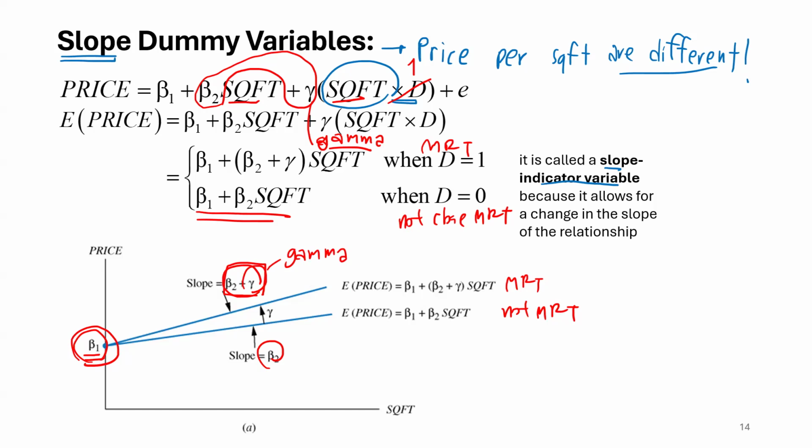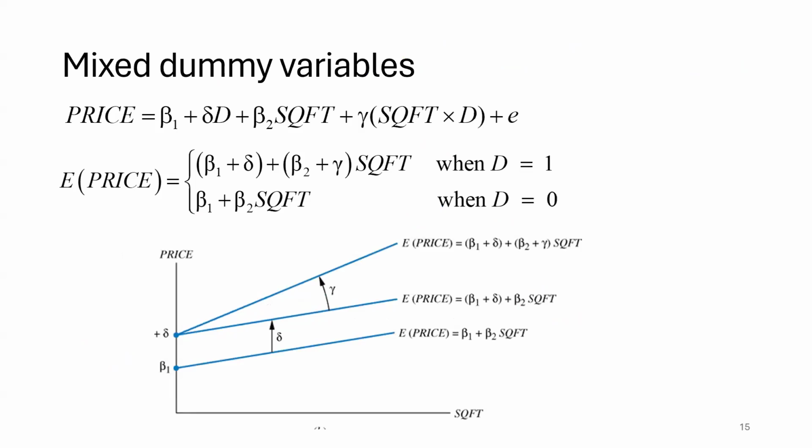And the last technique we call why not both? So we call it the mixed dummy variable. We have both the intercept one and the slope one. It indicates that the initial price is higher and the price per square feet is higher as well. So we have both an intercept shift and a slope shift.